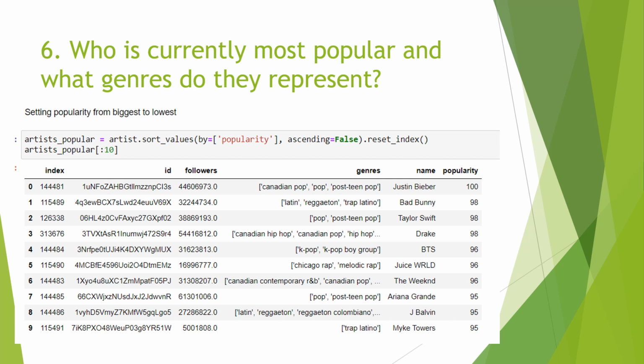This is the last question we were observing in this dataset: who is currently most popular and what genres do they represent. After the standard importing of the artists dataset, we wanted to show the analysis done on who the most popular artists are. As we can see here, Justin Bieber, Taylor Swift, and Drake are taking the top list. Also in this code, we have sorted by popularity based on its highness, so the higher popularity is going to show first.